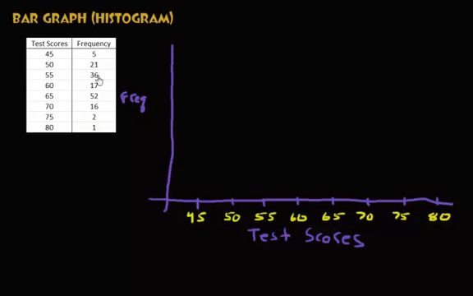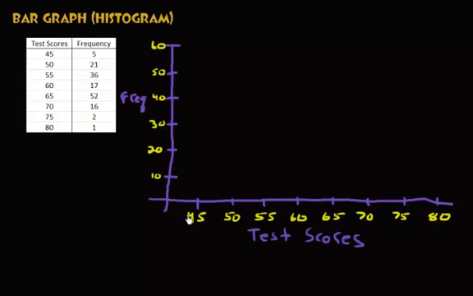Now, it looks like it starts at 1. That's our lowest one, so we're going to just start at 0. And it goes up to 52. So I'm probably going to go up by 10s. So let's mark these. So this will be 10, 20, 30, 40, 50, and 60.